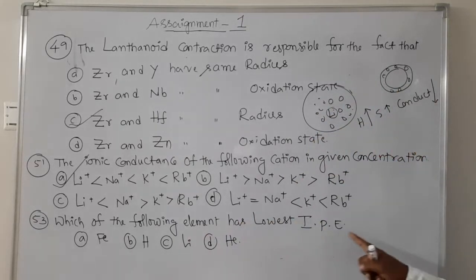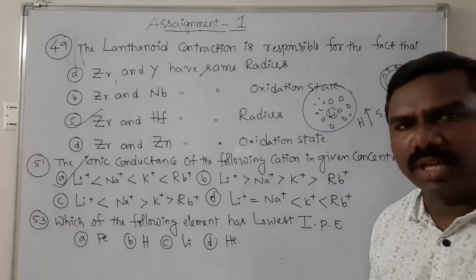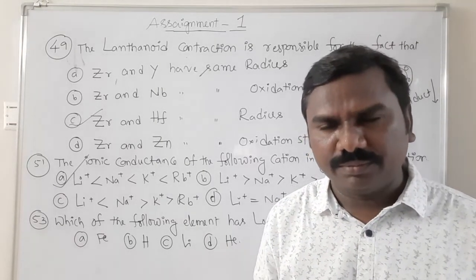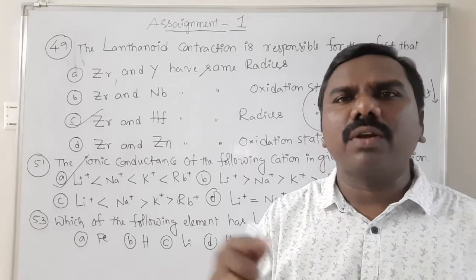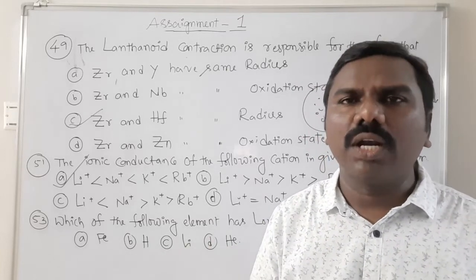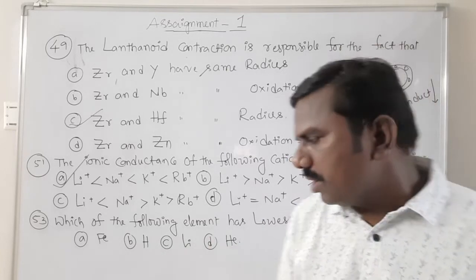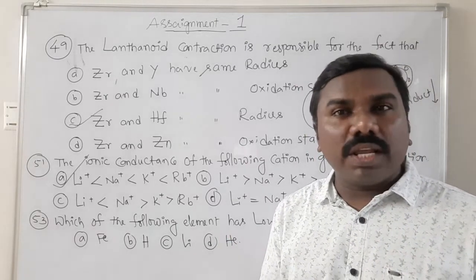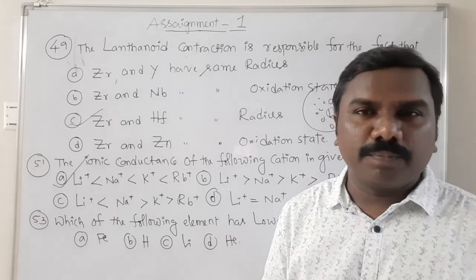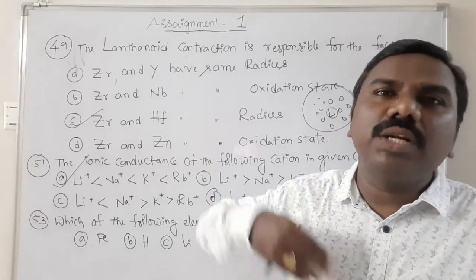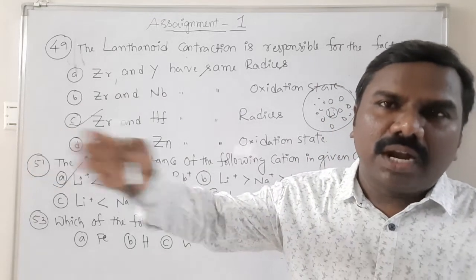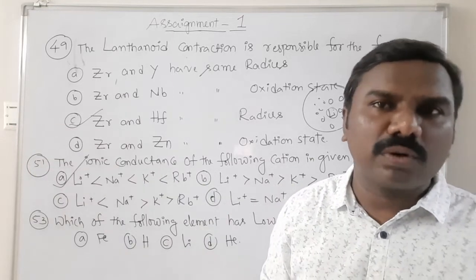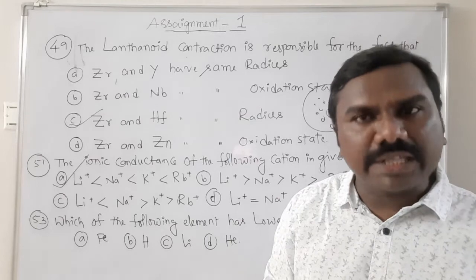Which of the following elements has the lowest ionization enthalpy? Ionization enthalpy means the amount of energy required to remove an electron from the outermost orbit. Group 1A elements are more reactive metals, we know already. More reactive means they can easily donate electrons and easily lose electrons with less energy. That's why these are more reactive.